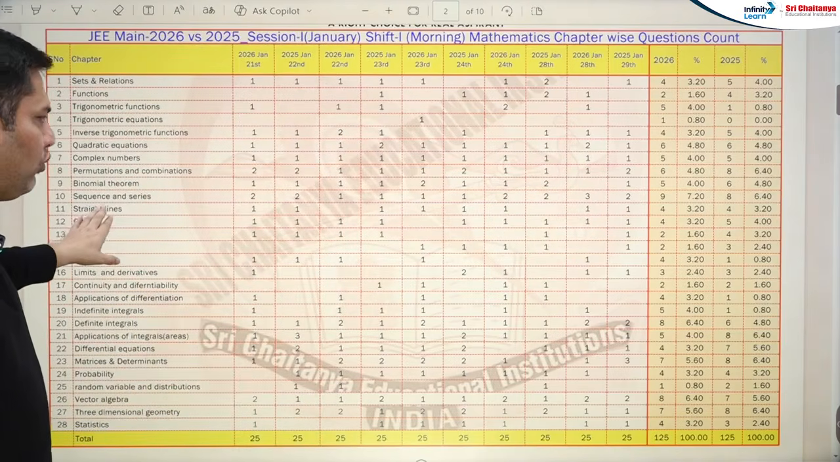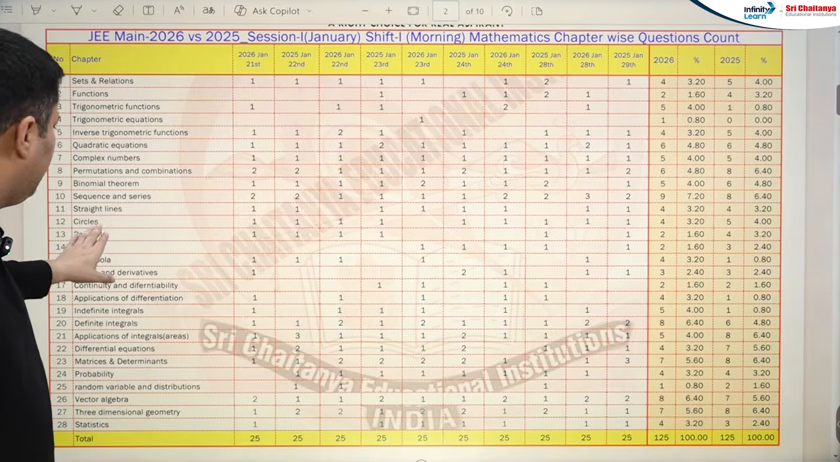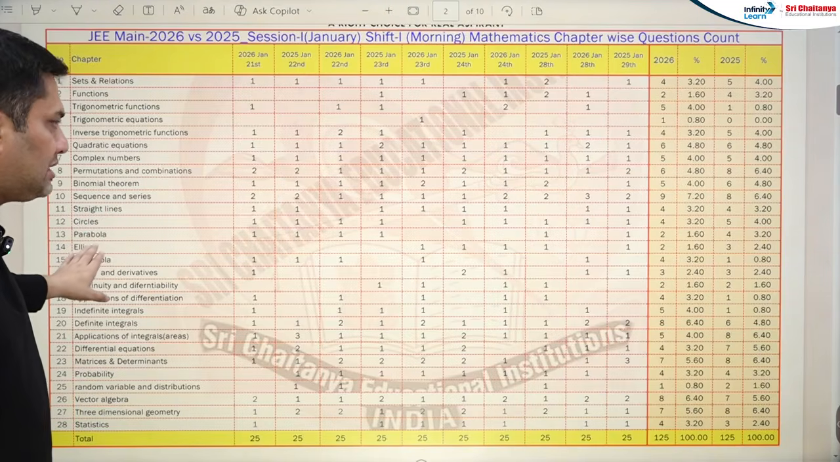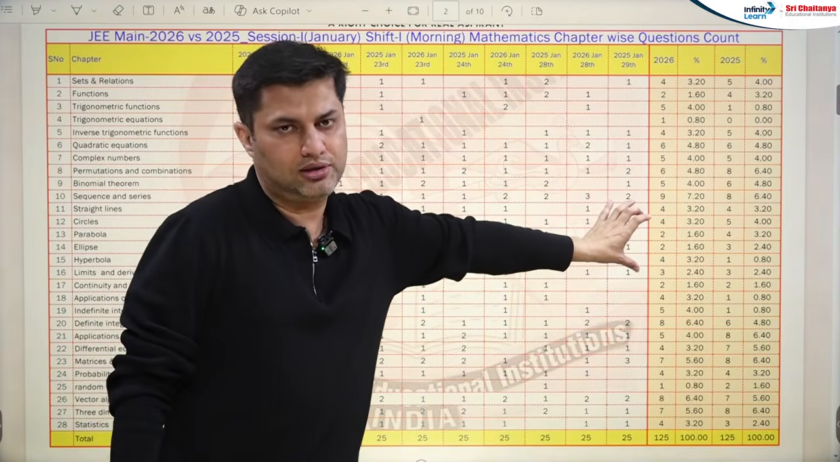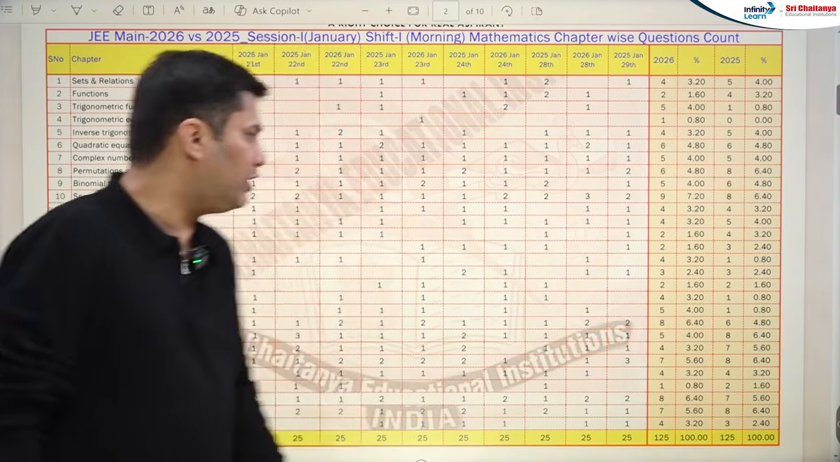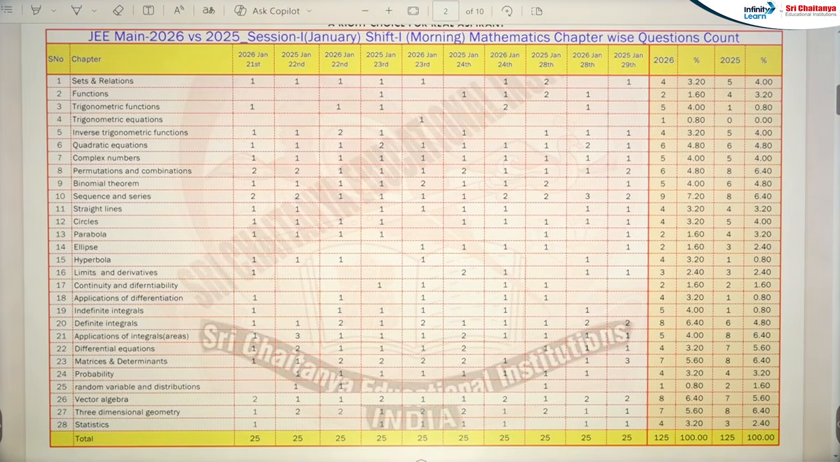Straight lines 4, 4, same. Circles, the weightage has decreased. Parabola decreased, ellipse decreased, and hyperbola decreased. So coordinate geometry overall has a decrease as compared to the 2025 January attempt shift 1, I'm talking about.